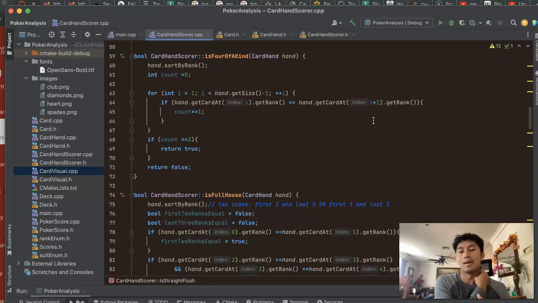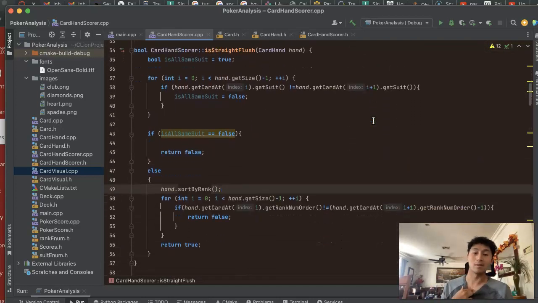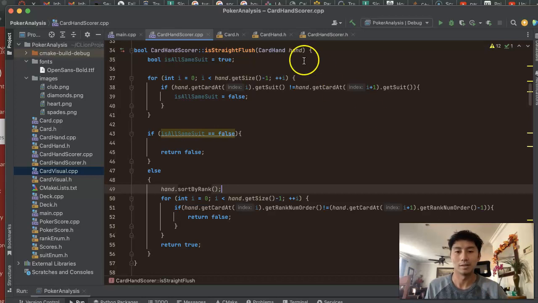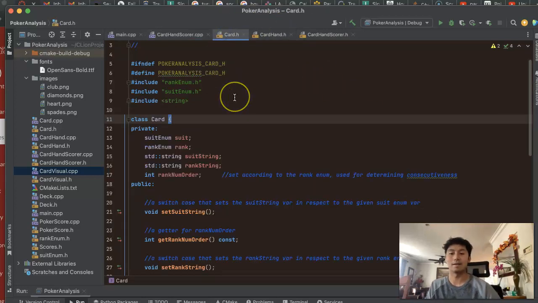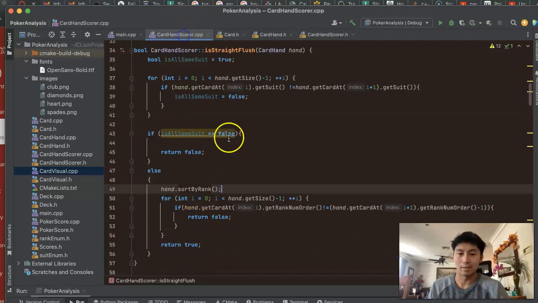Another challenge that I had to deal with was checking for a straight or a straight flush, because both of those hands require consecutive cards, and checking for consecutiveness was kind of tricky. What I ended up figuring out was I went back to my card class and added a number to each card that resembled the rank in integer form, from 2 to ace. And with that, I was able to determine consecutiveness.